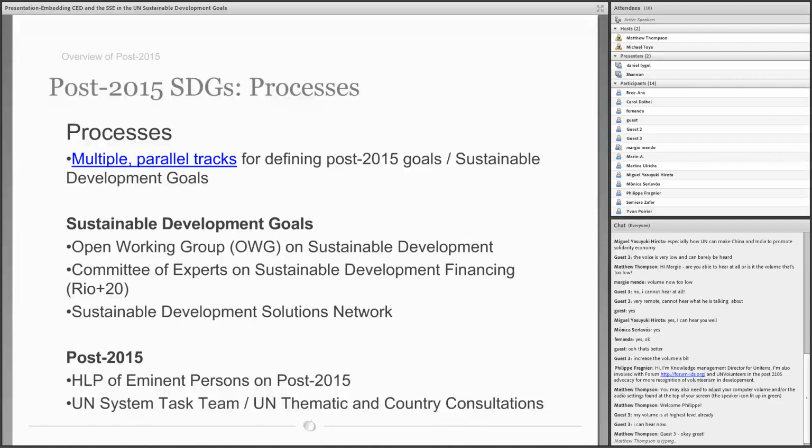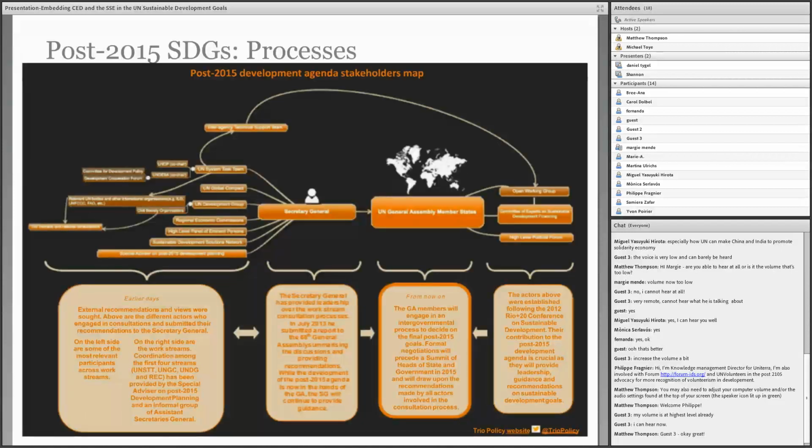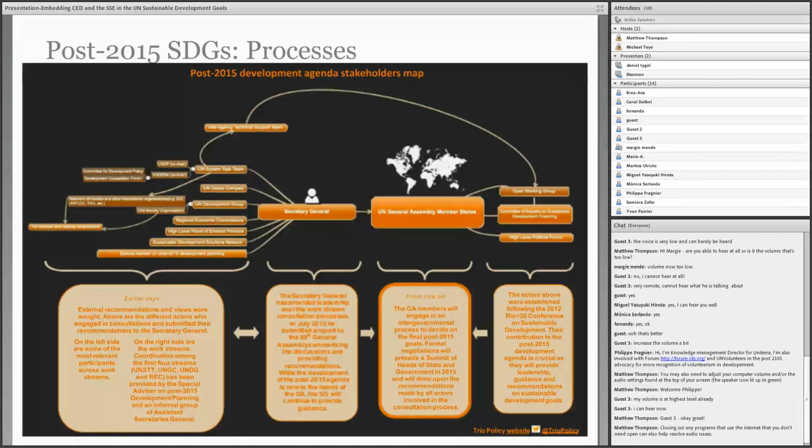I'll flash forward one slide and then explain this one a bit more. This slide tries to unpack the various processes going on around post-2015 and the Sustainable Development Goals. You can't read it perfectly. It's more to give an idea of the multitude of actors engaging in this process and the UN processes happening right now.